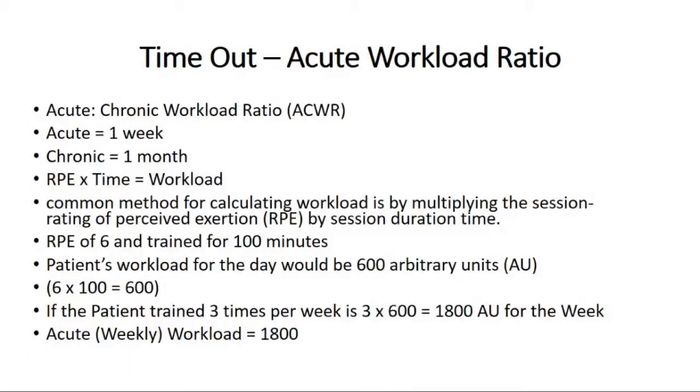So we've got our rate of perceived exertion, which is a scale between 0 and 10, and then the time that we're doing this particular exercise. In this example, we've got 6 out of 10 as our rate of perceived exertion, and we did that for 100 minutes. So it gives us a score of 600 for that day of exercise. Now, if we did that same training routine 3 times a week, 600 times 3 is 1800, and that gives us our weekly workload.